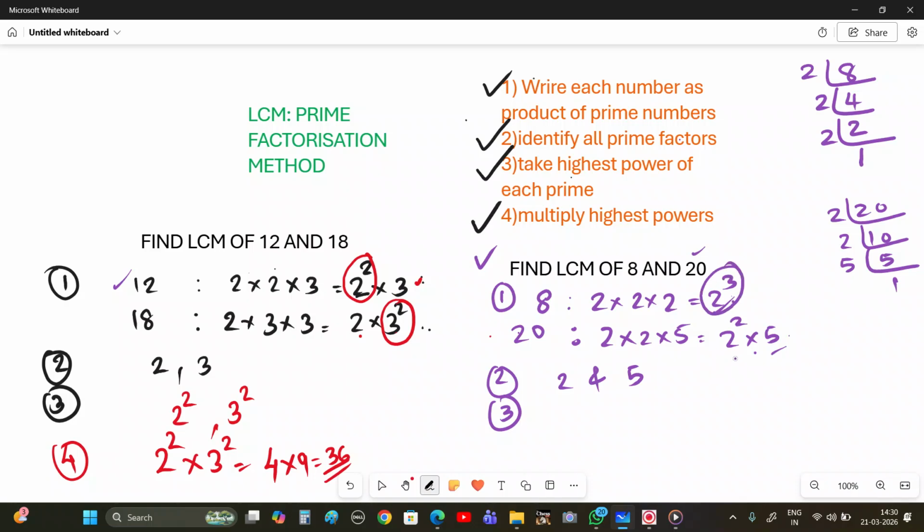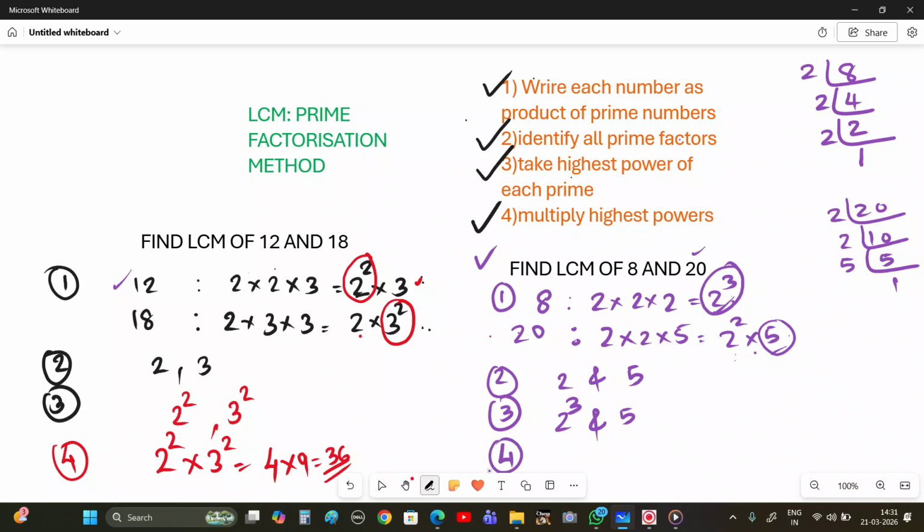There are two powers for 2 here. 2 cube is there, 2 square is there. The highest power is which one? 2 cube. So take 2 cube. And 5 is only coming once, right? It is not coming in the other number. So 5 is the highest power of 5. So write 5. 5 means it is 5 to the power of 1. So these are the two highest powers.